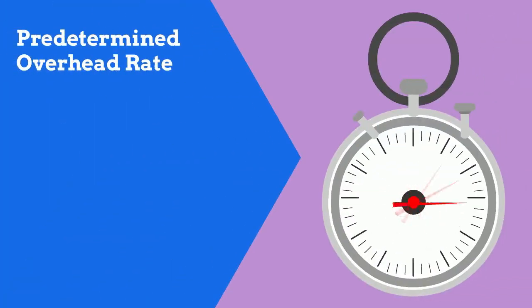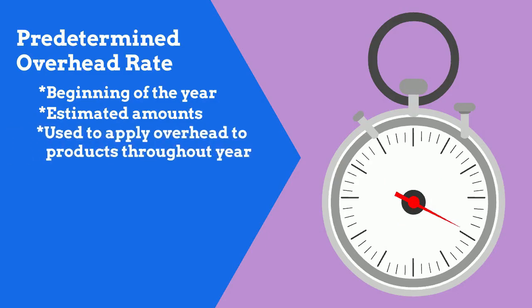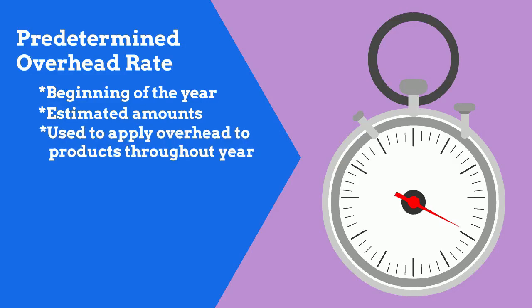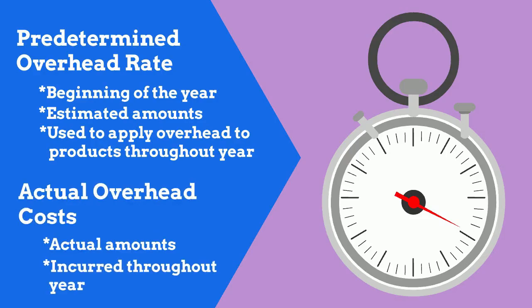When we made our predetermined overhead rate, we did that at the beginning of the year, before we actually made any products or had any bills come in. Because we didn't know what our actual overhead costs would be throughout the year, we used estimated amounts to come up with this rate. We used the predetermined overhead rate all throughout the year as we made products and applied the overhead to them. This rate is based on estimated overhead. However, we had actual overhead throughout the year.